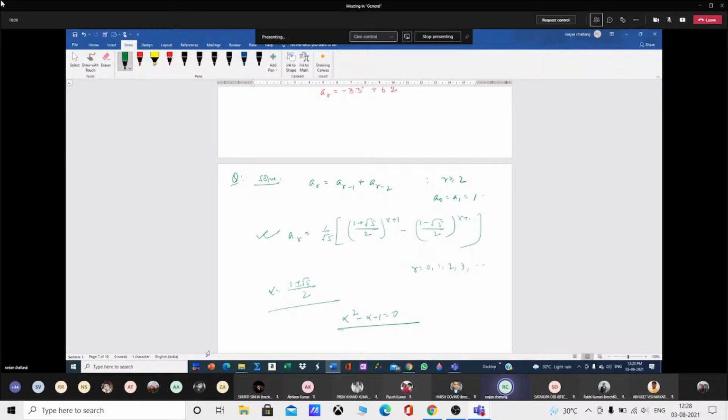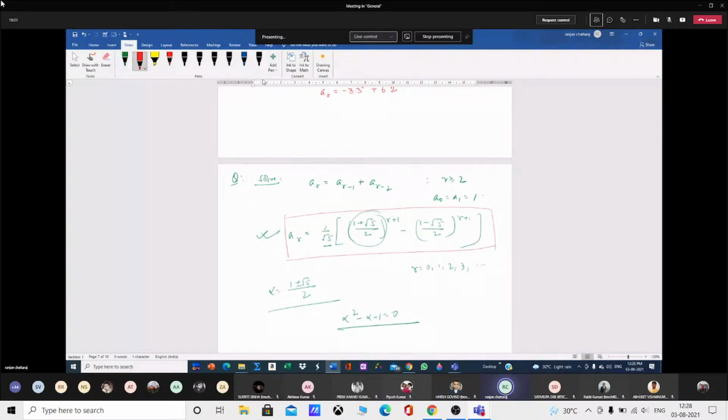So what is the value of a1? How much are you getting? a1 is how much? This is your a1, minus root 5 by 10 plus half. After manipulation, you will get the same result. And a2 is minus root 5 by 10 plus half. Okay, but the ultimate result is this. This is the well-known result. It is a recurrence relation for the Fibonacci series.